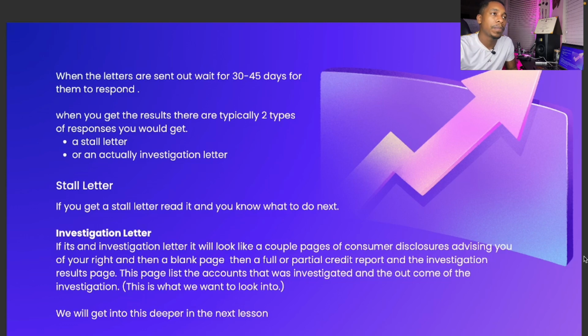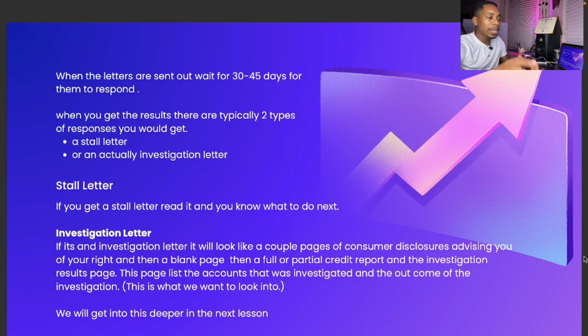With credit repair, you have to be consistent, right? You have to keep chipping away at it. So another response that you may get may be an actual investigation letter, right? If you get a stall letter, just read it, you'll recognize that it's a stall letter, and then you know what to do. You send them a reinvestigation letter, right? That's what you do.